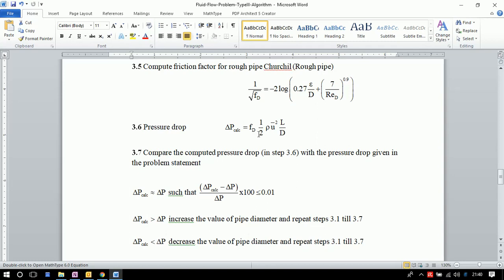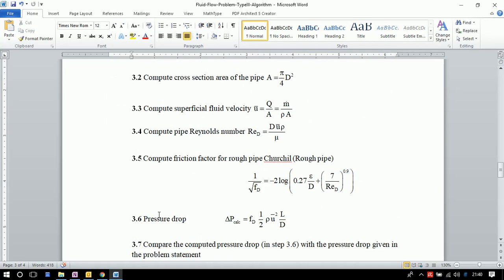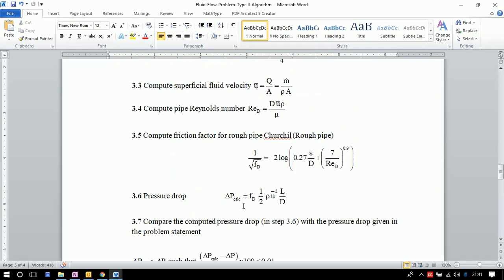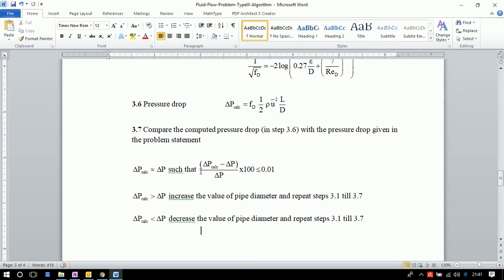In case the pressure drop based on the guess value of diameter is greater than the pressure drop given in the question, then that means we need to increase the diameter. So we are basically going for a larger pipe, and for the same flow rate, when you go for a larger pipe, the pressure drop will decrease. So you have to increase the guess value of the diameter and repeat steps 3.1 to 3.7. Now if the calculated pressure drop is less than the given pressure drop, then you have to decrease, you have to constrict the pipe diameter. You have to make sure in the next iteration the diameter is decreased, and again you have to repeat the steps from 3.1 to 3.7.